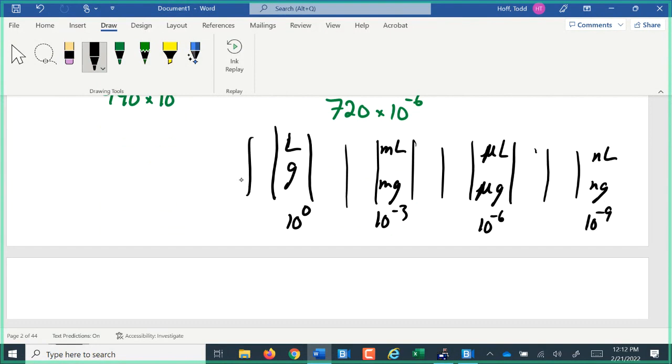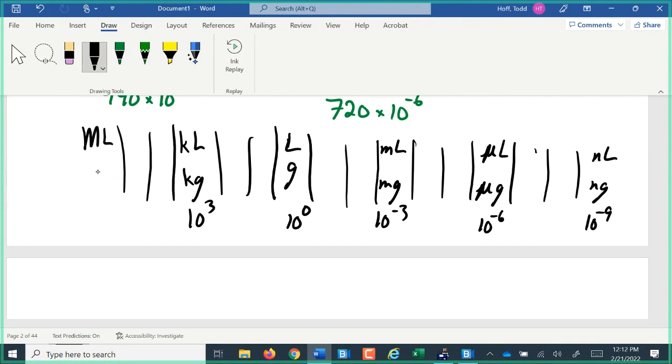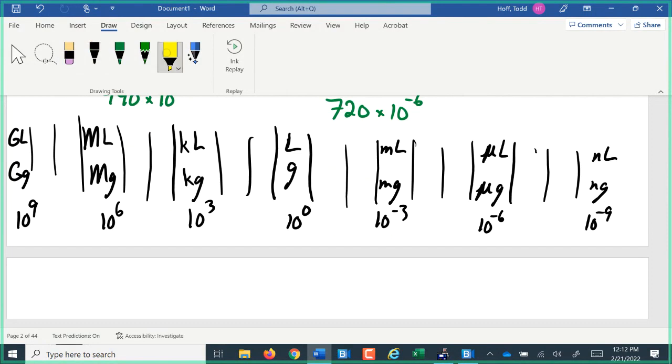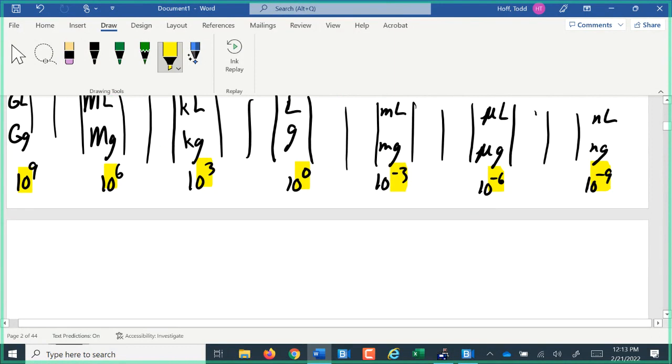On the larger side, we'd have kilo, kiloliters or kilograms, that's 10 to the positive 3 or 1,000. Keep going, we've got mega, megaliters, megagrams. That's 10 to the positive 6. Kept going, we would have giga. We don't use gigaliters for much, but we do use gigagrams. A megagram is a million grams. That's actually considered a metric ton. Gigagram is 1,000 metric tons. You'll notice here all those powers of 10 are multiples of 3. Engineering notation is just our metric prefixes.